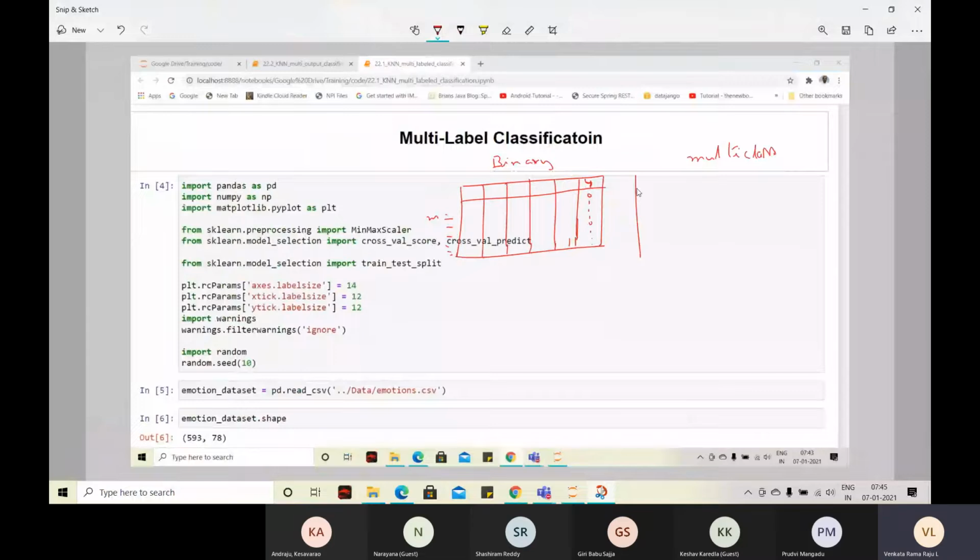And multi-class has the same m number of records, and n, which can be different or the same, doesn't matter, number of features. The target variable has multiple labels: 0, 5, 7, 9. We had seen 10 classes. You can have 100 classes also, 1000 classes also. This is called multi-class. Now multi-label.